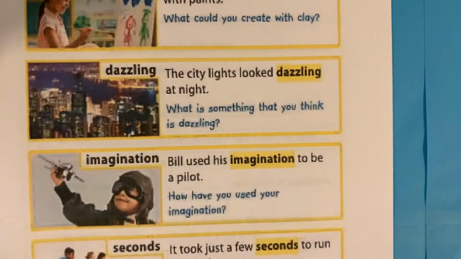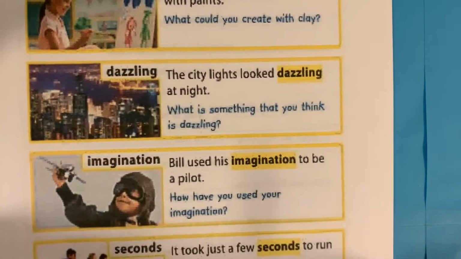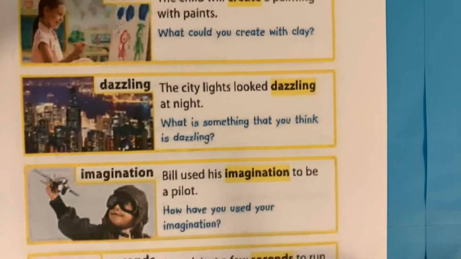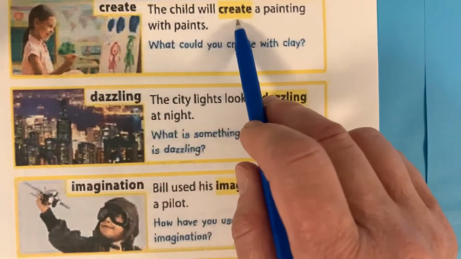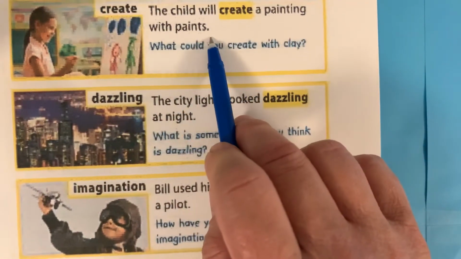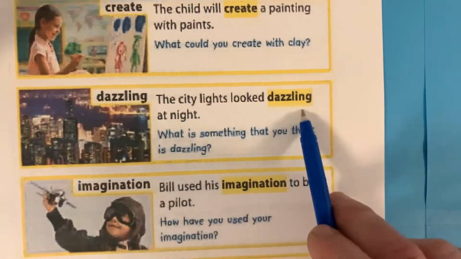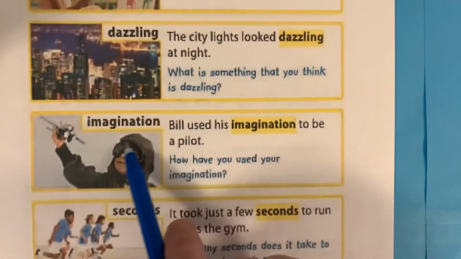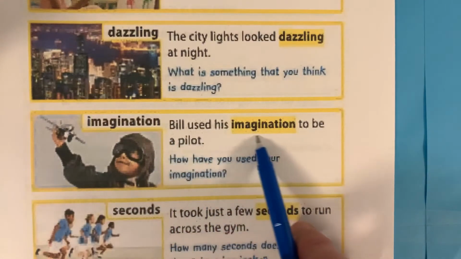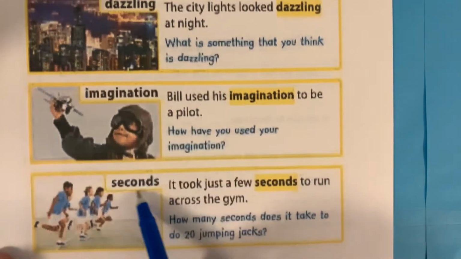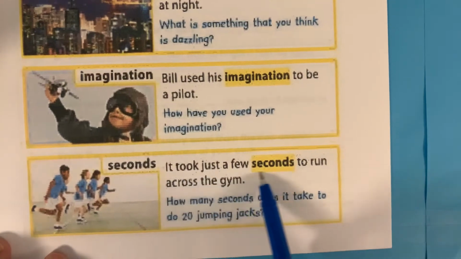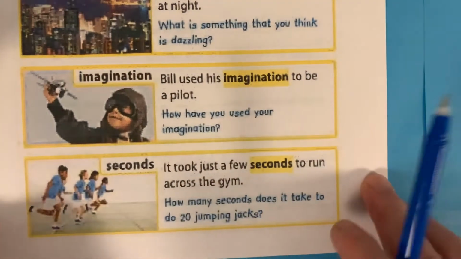This is the day we introduce our vocabulary, and this week you only have 4 vocabulary words. Create. The child will create a painting with paints. Dazzling. The city lights looked dazzling at night. Imagination. Bill used his imagination to be a pilot. Seconds. It took just a few seconds to run across the gym.